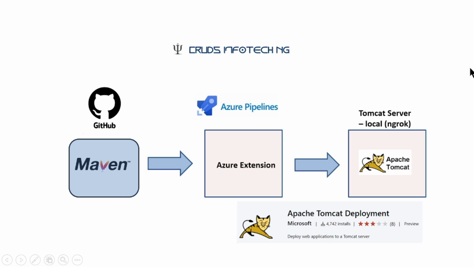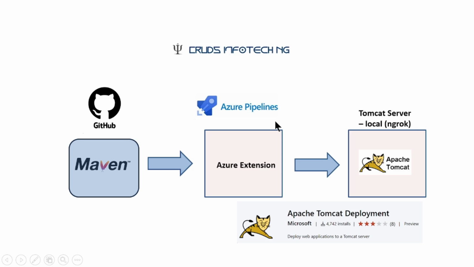So my pipeline is ready. The pipeline is able to build my source code and make a WAR file out of it. My Tomcat server is also up and running. Tomcat server is running locally. It's been exposed using a small tool so that it is reachable from anywhere in the world. So that means my Azure pipeline as an endpoint would be able to reach my Tomcat server.